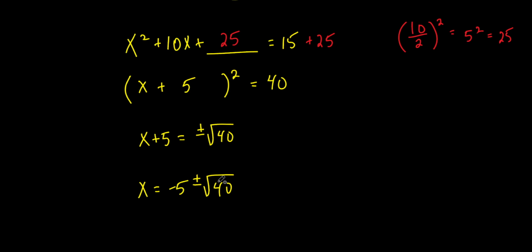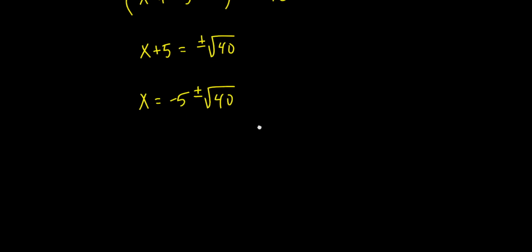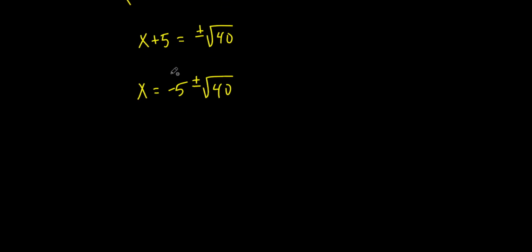But we're not going to leave our answer like this because I can simplify the square root of 40. Always keep your answer in simplest form. So we got x by itself. That's good. So we solve for x. We just got to simplify the answer though. All right, so x equals negative 5, plus, I tell you what, let's come over here off to the side and simplify the square root of 40.